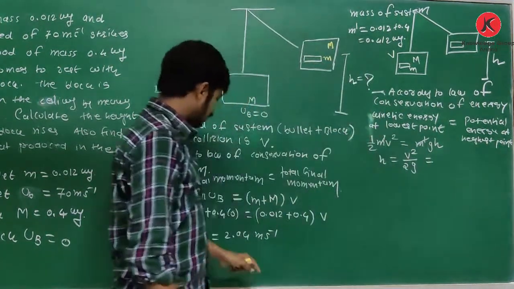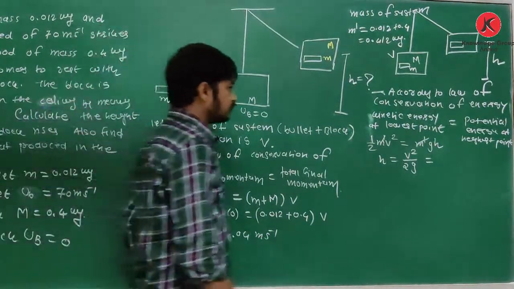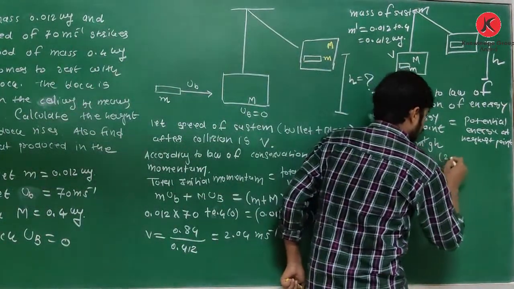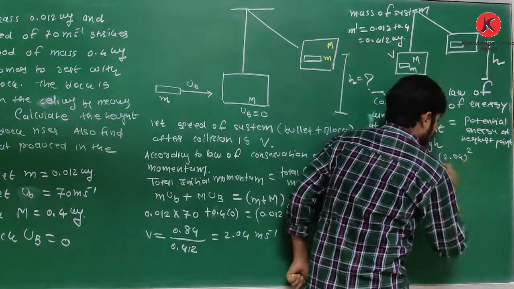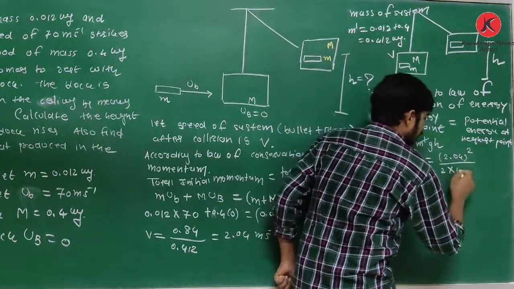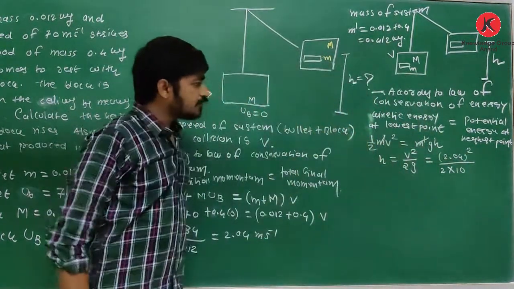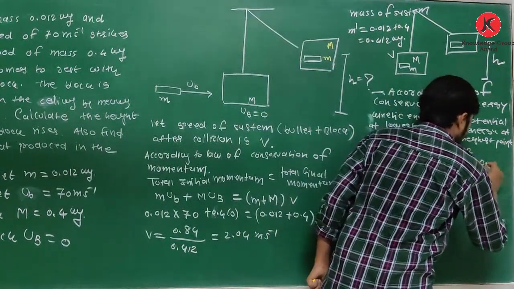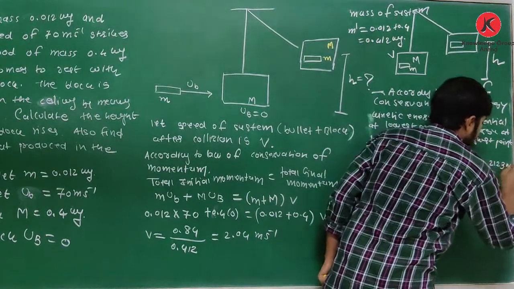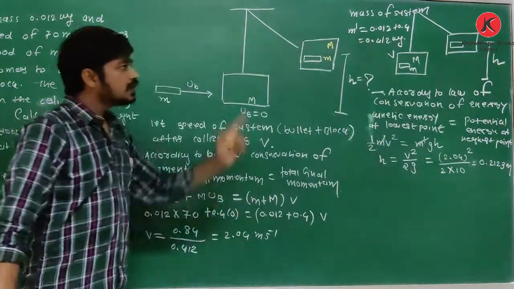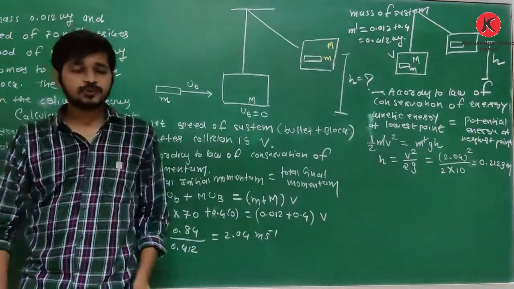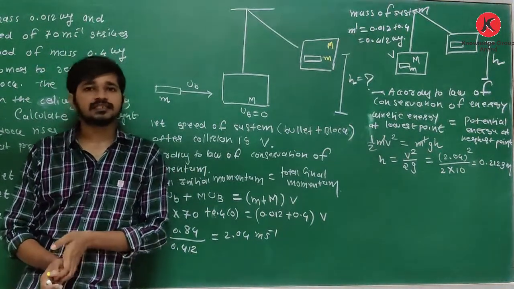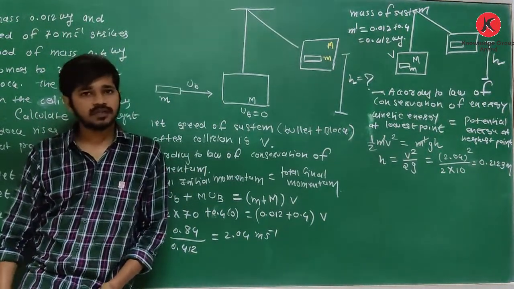What is v after collision? It is 2.04. So 2.04 whole square divided by 2 times g. What is the value of g? It is 10. If you calculate this, you will get h equal to 0.2123. So up to this height, the block will rise. Clear about this?